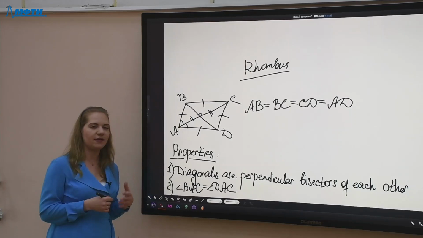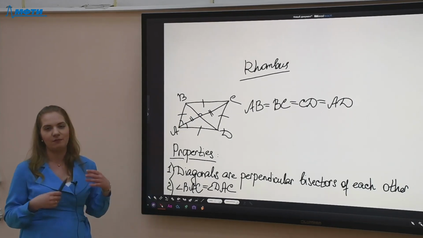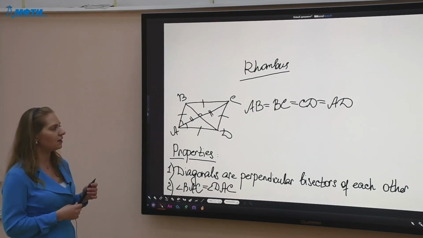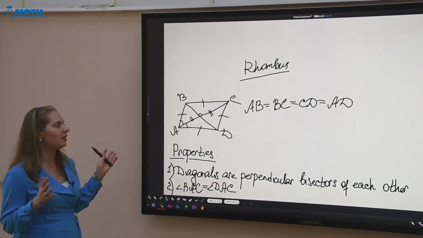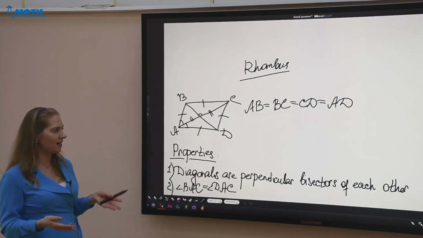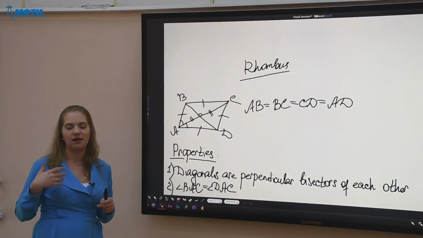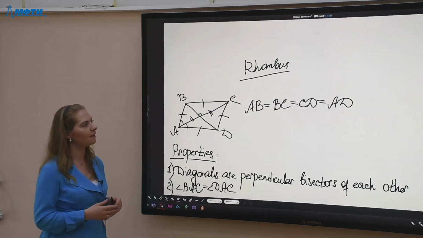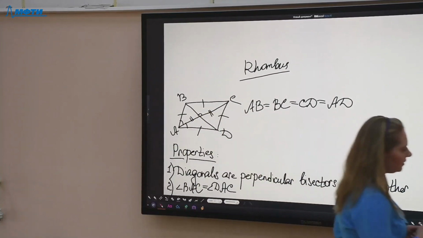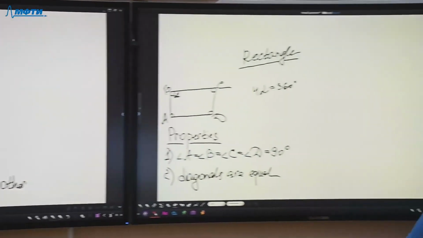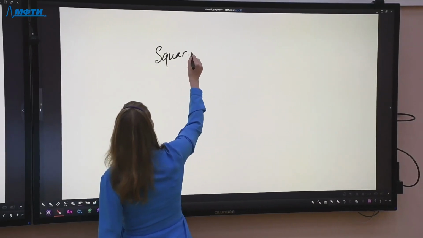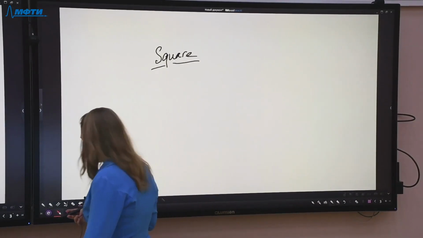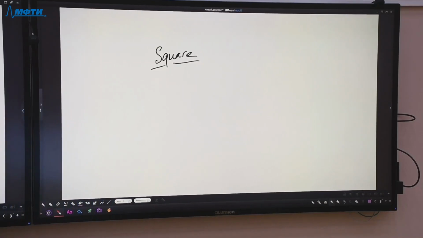And again, don't forget that a rhombus has all the properties of parallelograms. It means that it has two pairs of parallel sides, diagonals bisect each other, consecutive angles are supplementary, and so on. And the final kind of parallelograms is a square. A square is a parallelogram with congruent angles and congruent sides.